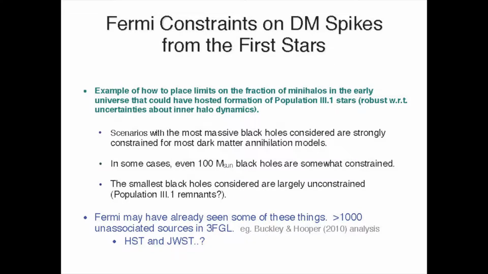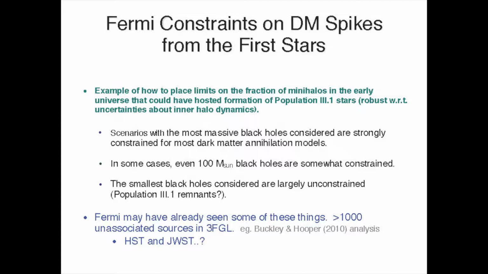Okay. So summary is, this is an example of how to place limits on the fraction of mini-halos in the early universe that could have hosted the formation of the first stars. If remnant black holes are very massive, then the fraction of early mini-halos that hosted these objects is probably pretty small.